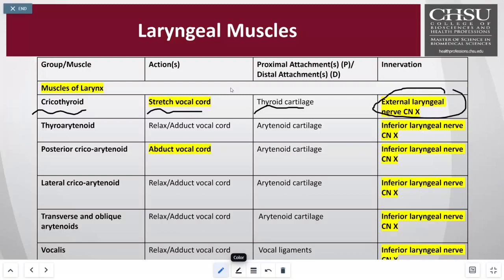Okay, so that's the one. So I'll put a star, cricothyroid. I think this will be fair game on the selection of choices. And the second one that you could fairly see clearly is on the posterior side. You turn that trachea around, it's the posterior cricoarytenoid.